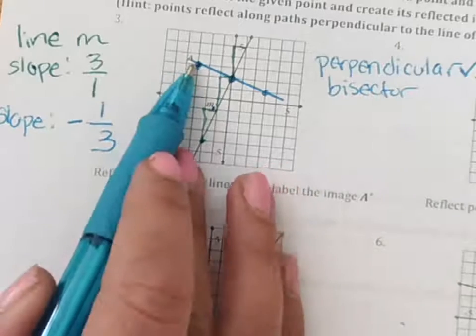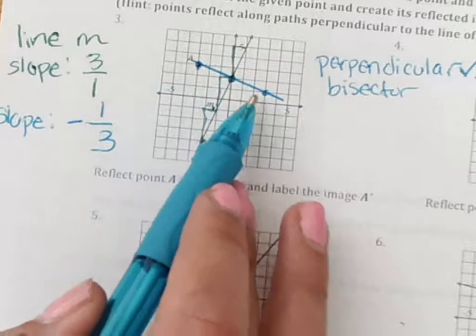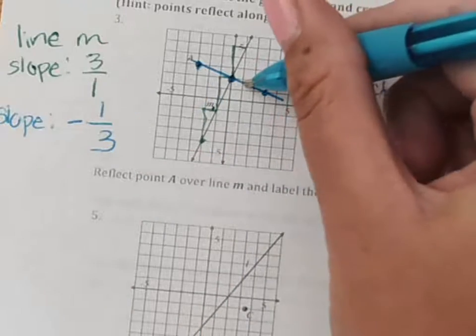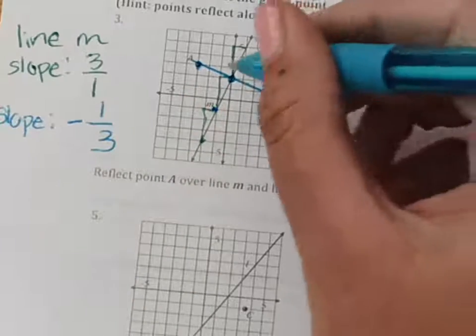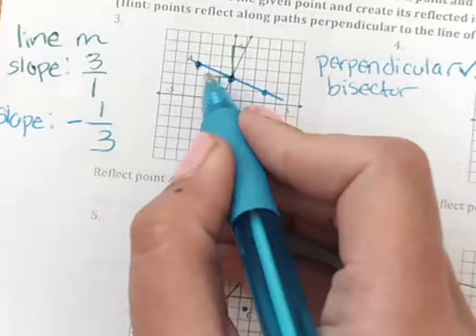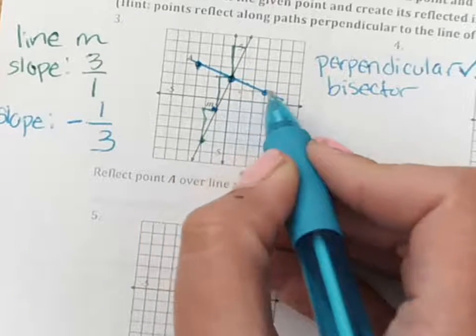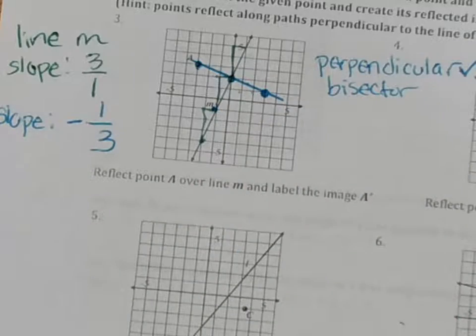So I have point A over here. So what point is the same distance away? Is this point the same distance away? No, that's way too close. Okay. This point is 1, 2, 3 away. So this point also needs to be 1, 2, 3 away. So right here.